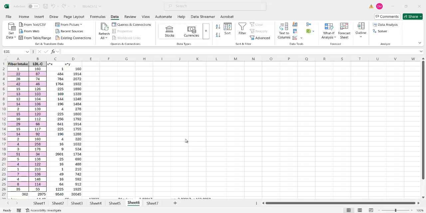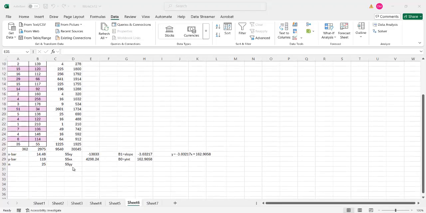Right, so we're going to calculate the correlation coefficient for this fiber intake and low density lipoprotein example. We're going to do this by basically completing the missing sum of squares. When we created the regression equation, we already had the sum of squares for xy and the sum of squares for the x term. Now we're going to do it for the y term.